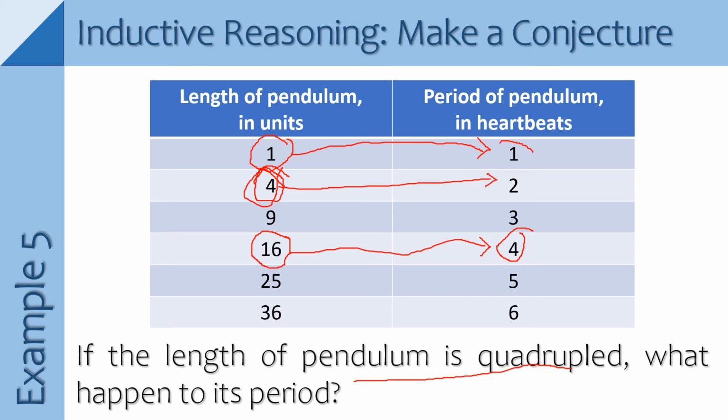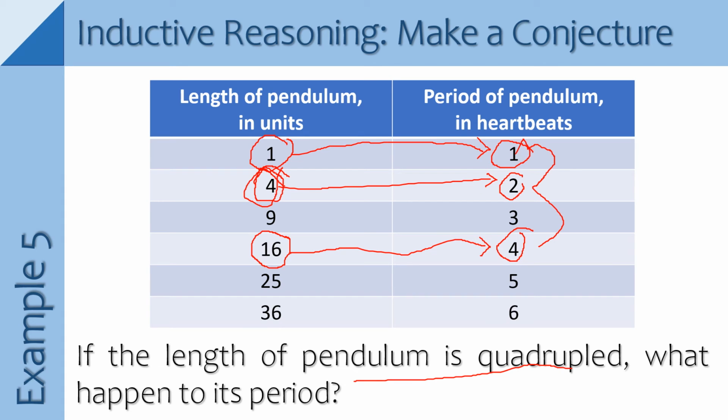So let us analyze the period. We have 1, 2, 4. What happened to the period? The period is multiplied by 2, it doubles, di ba? So it appears that when we quadruple the length of the pendulum, it doubles the period.